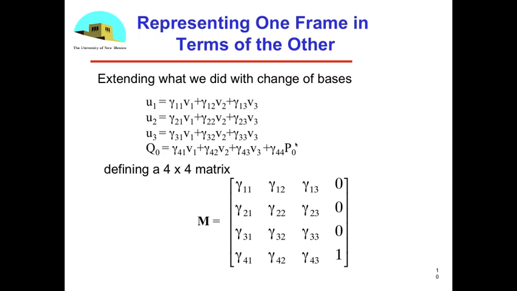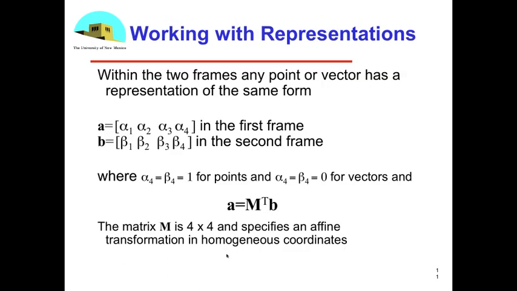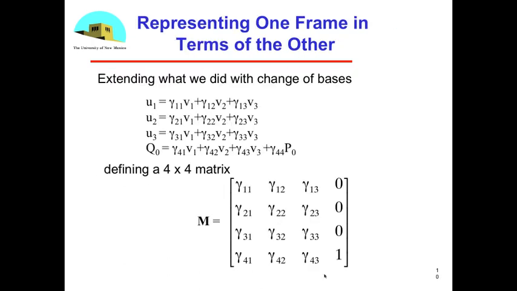But we said because these are points, I can only multiply by 0 or 1, so actually gamma 4,4 has to be 1. So now I have a matrix that will carry me back from a representation of a point in one frame to a representation of a point in a second frame.